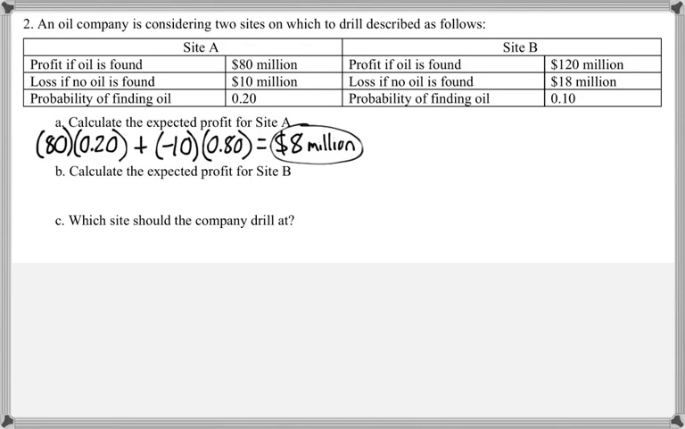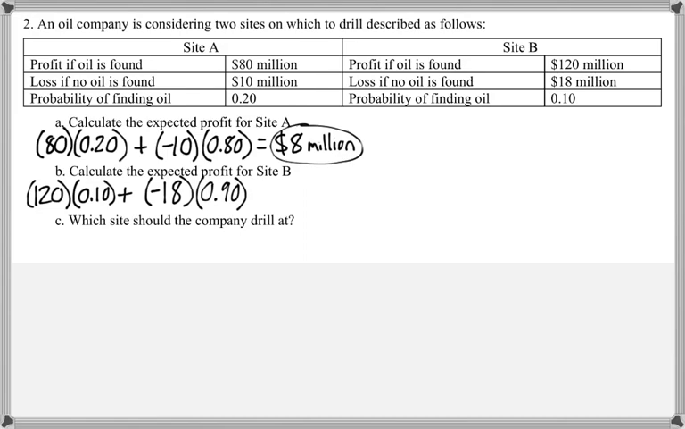Now let's do the same thing for Site B. So the profit is going to be $120 million, and the probability of that happening is 10%. And the loss, if no oil is found, is 18 million. So again, make sure to make that negative. And its probability is 90%.